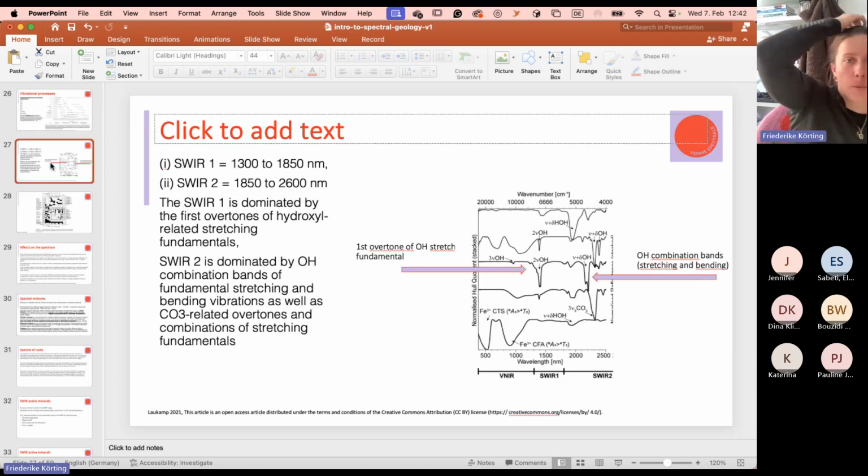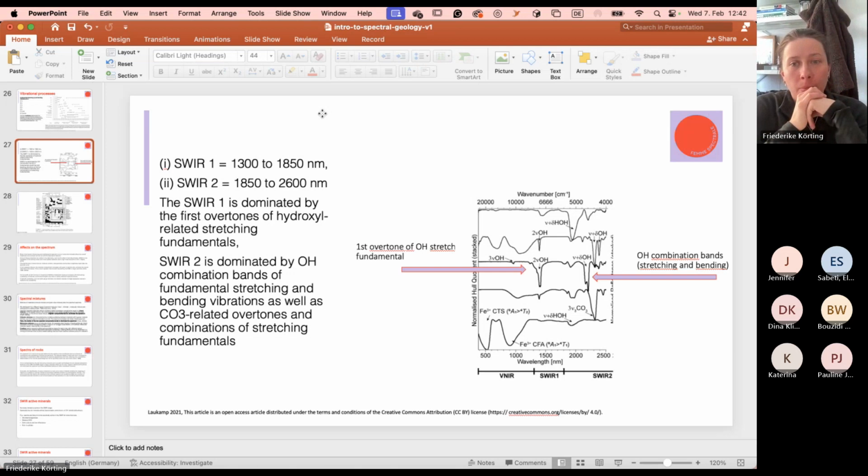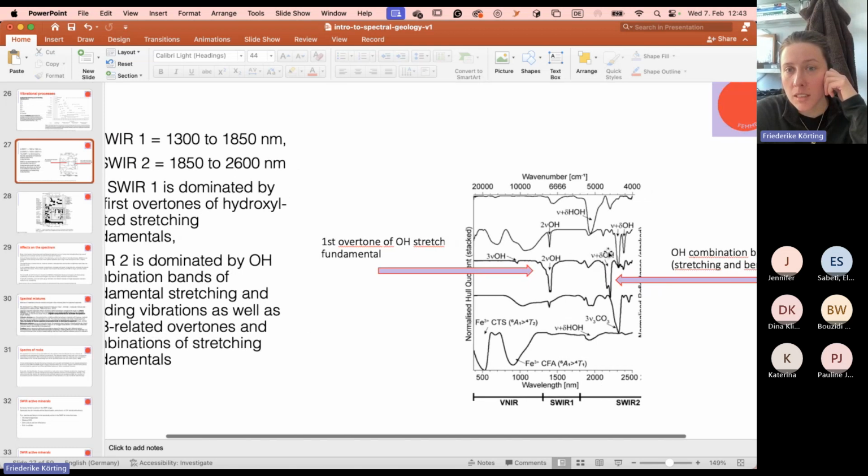So those are the vibrational processes. In this case, the Laukam paper does specify SWIR 1 and SWIR 2 ranges based on the two different detectors that I mentioned before. Here SWIR 1, so the 1000 to 1800 or 1300 to 1800, usually looks at the OH overtones, hydroxyl-related stretching, and the shortwave infrared 2 between 1800 and 2600 is dominated by combinations of bending and stretching, and that's what this nu and delta shows here.